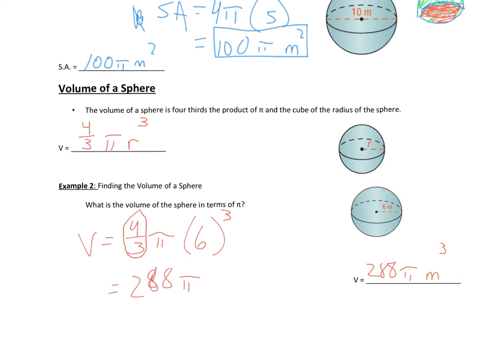If I were to ask you to find the volume of a hemisphere, that would just be half of this, so you would just divide by 2. You don't have to worry about the great circle, because we're just counting the space on the inside, not the area on the outside.